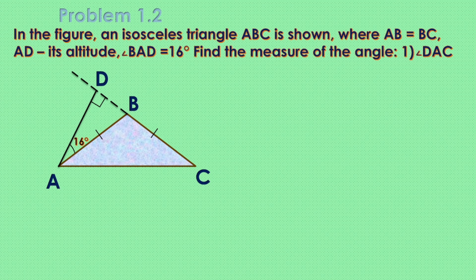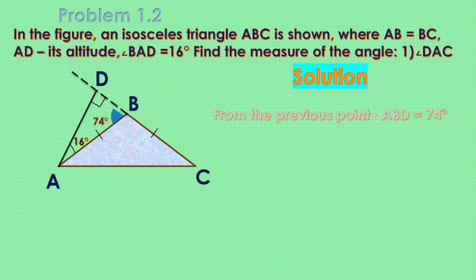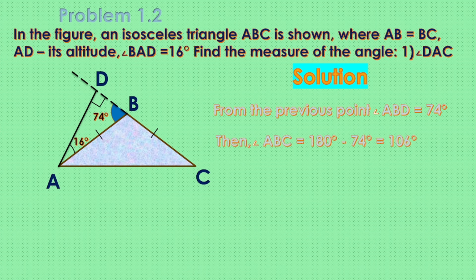Now, the same condition, but point 2. We need to find the angle DAC. Read carefully. From the previous point, we know that the angle ABD is 74 degrees. I've already marked it in blue. Now we can find the angle ABC. Adjacent to it, don't forget about adjacent angles, they add up in sum to 180 degrees. Therefore, the angle ABC will be 106. I'll mark it in yellow.